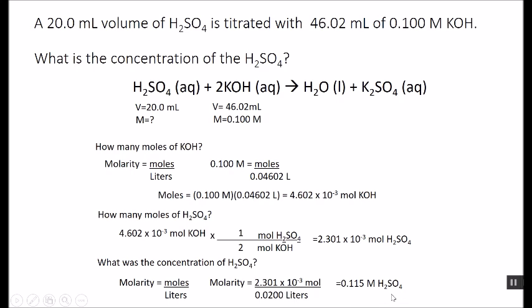And that's really the type of information you get from a titration problem, or more generally a solution stoichiometry problem. So I really recommend getting some practice with these so you can get comfortable with them.